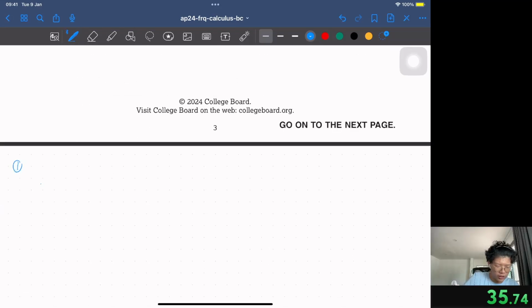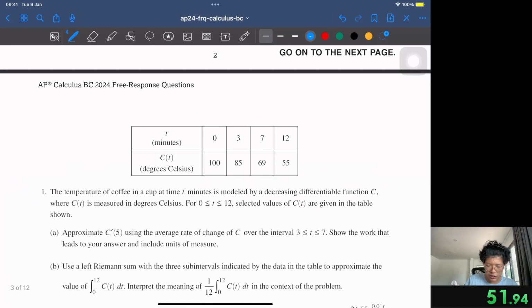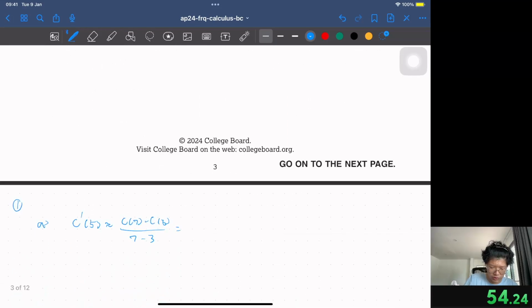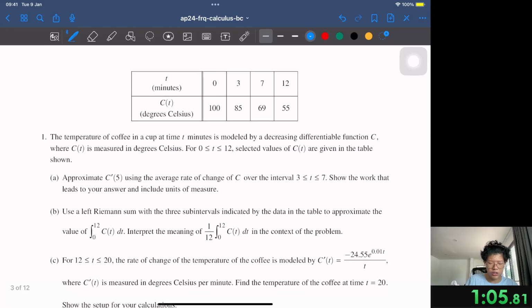So for A, C prime of 5 is about C of 7 minus C of 3 over 7 minus 3, which is 69 minus 85 over 4, which is minus 4 degrees Celsius per minute, because C is in Celsius and t is in minutes.